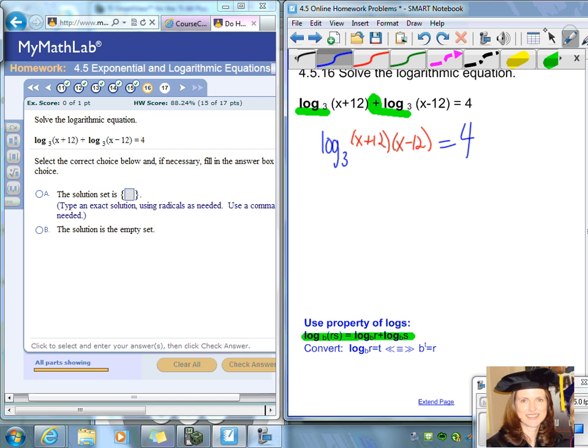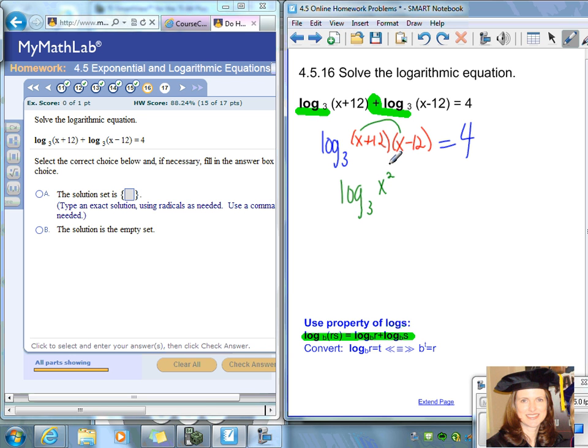Let's simplify this. So we can write it as log base 3. Now if you use FOIL here, x times x is x squared. The outer is minus 12x, the inner is plus 12x. That's going to cancel out, and then minus 144. So log base 3 of x squared minus 144 is equal to 4.